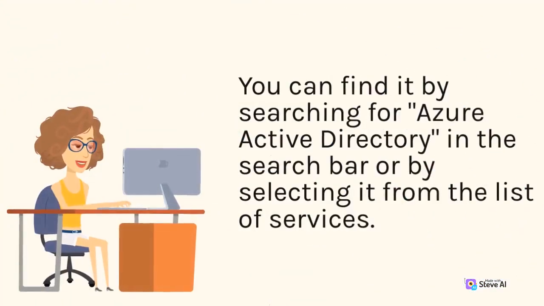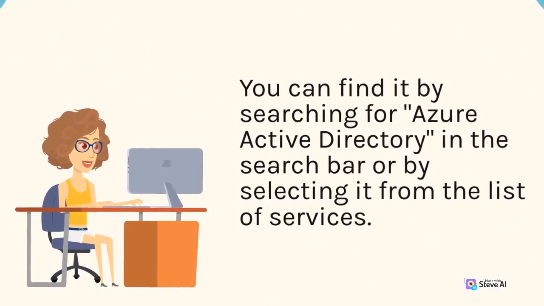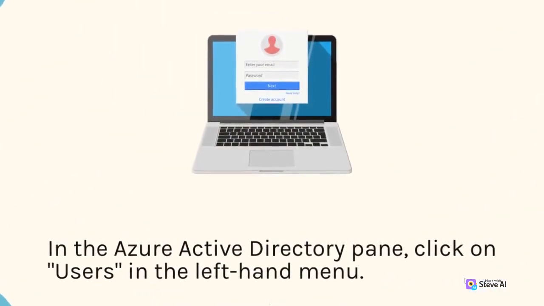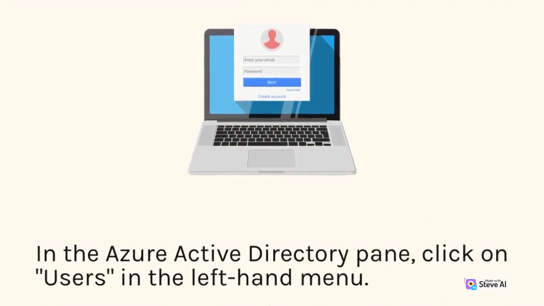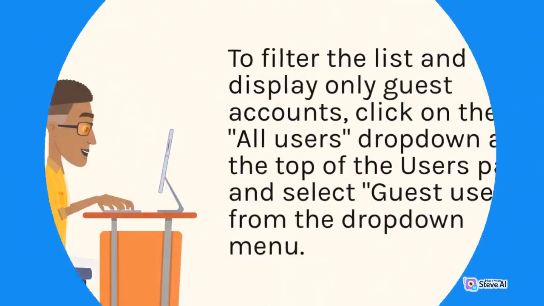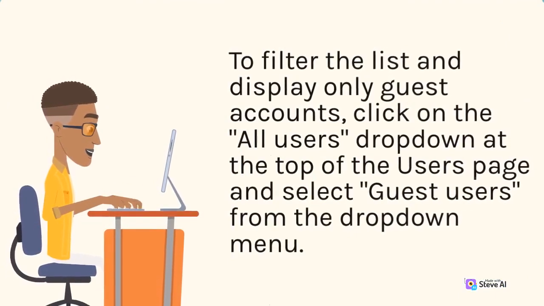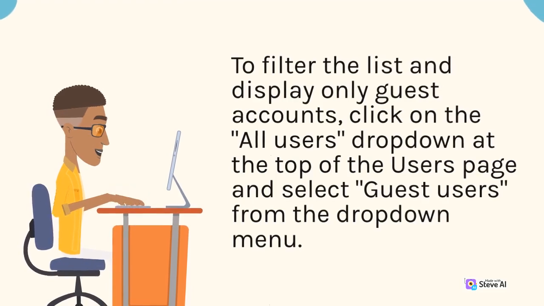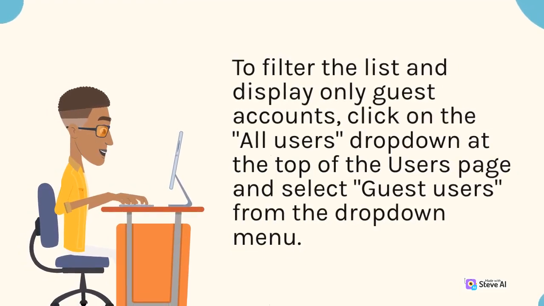You can find it by searching for Azure Active Directory in the search bar or by selecting it from the list of services. In the Azure Active Directory pane, click on Users in the left-hand menu. This will show you the list of users in your directory. To filter the list and display only guest accounts, click on the All Users drop-down at the top of the Users page and select Guest Users from the drop-down menu.